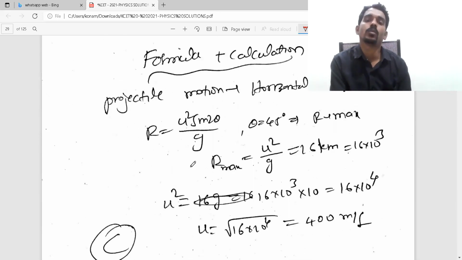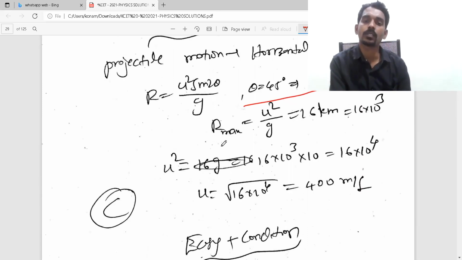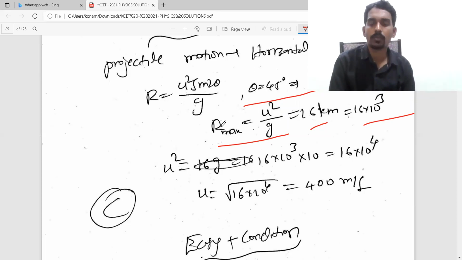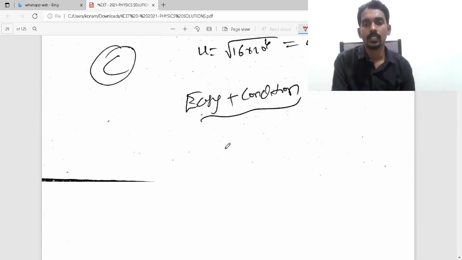See, theta is 45 degrees, so the range is maximum, and they have given this much. But here is one more thing: kilometer. You need to convert it into meters. As I said, while reading the question, understand it, take the formula, take the data, and do the proper conversion. That is what you can do now.